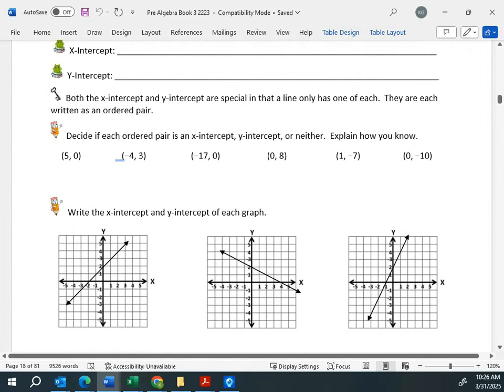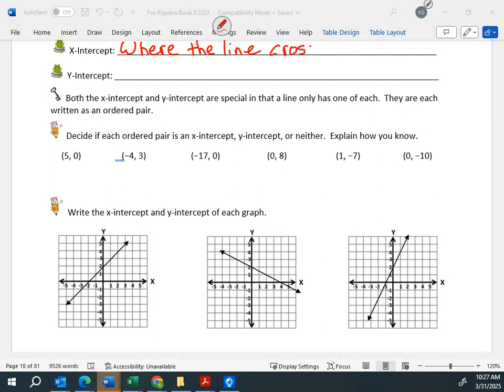So the x-intercept is where the line crosses the x-axis. It's always going to be x, 0. So if x is 5, the y will always be 0, because that's where it hits that x-axis line.